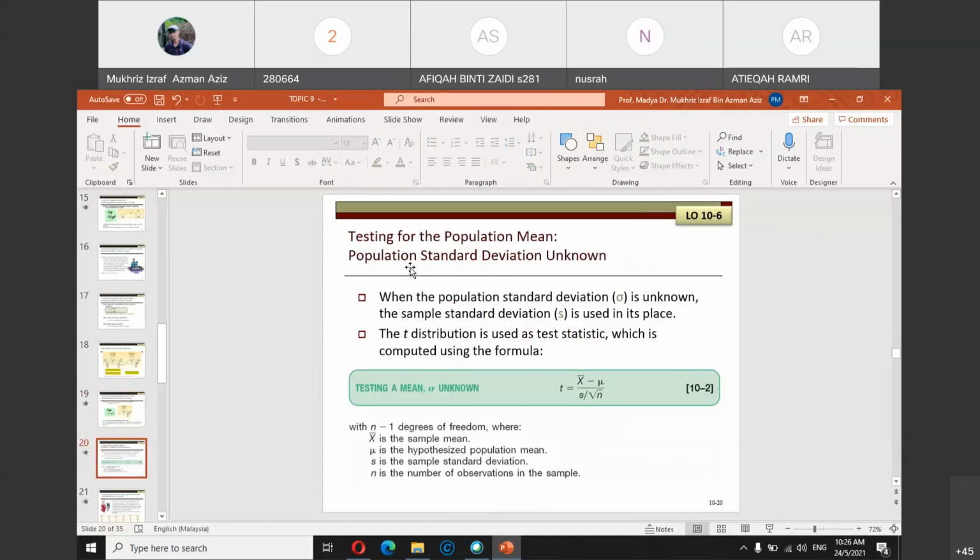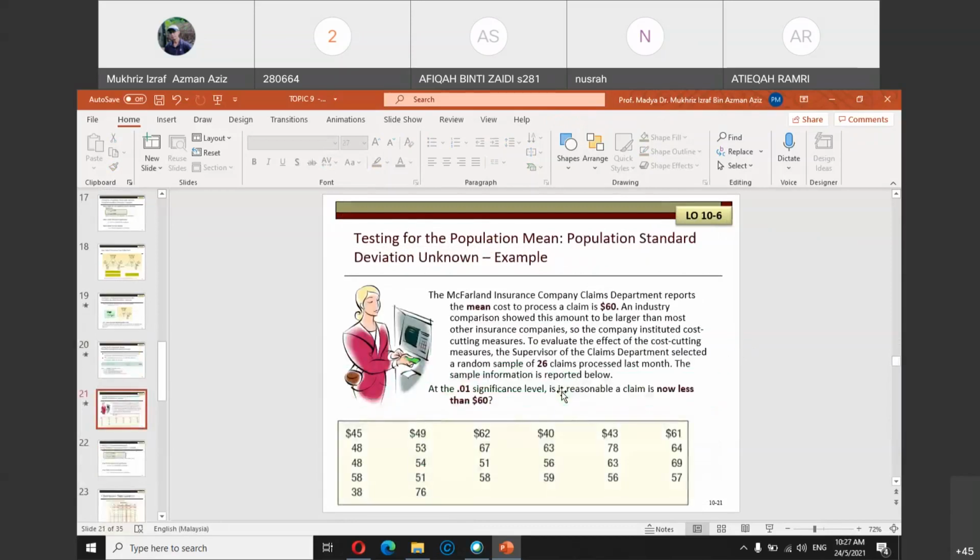Z distribution is used when sigma is known. But when sigma is unknown, meaning that you derive the standard deviation directly from the sample, similar to how you do the confidence interval in the previous chapter, you are going to use the T distribution. The rest is the same. From step number 1 until step number 5, the only difference is how you derive the critical value. In terms of deciding what is H1, it is the same way.